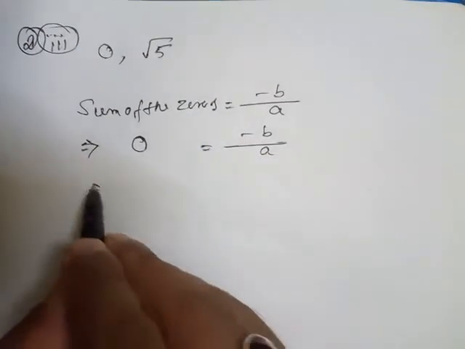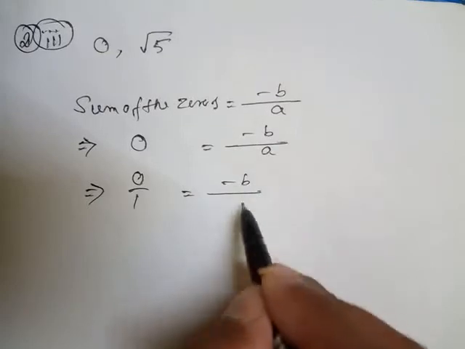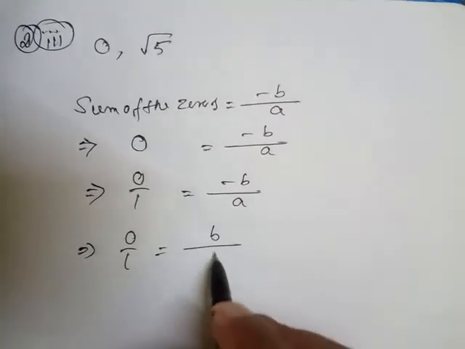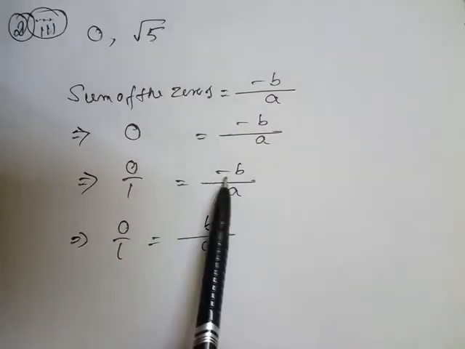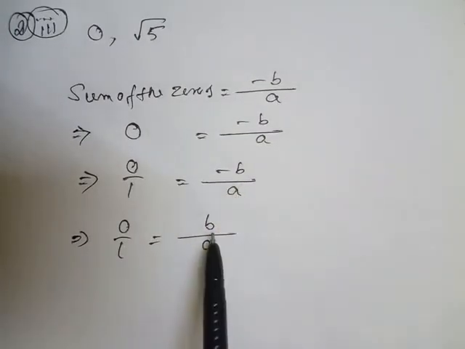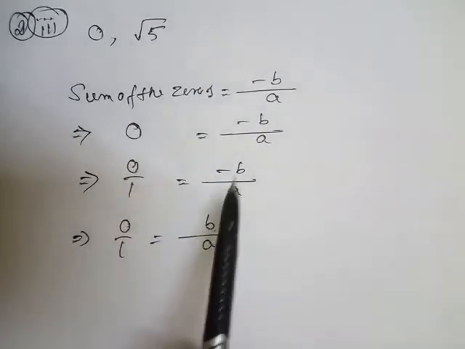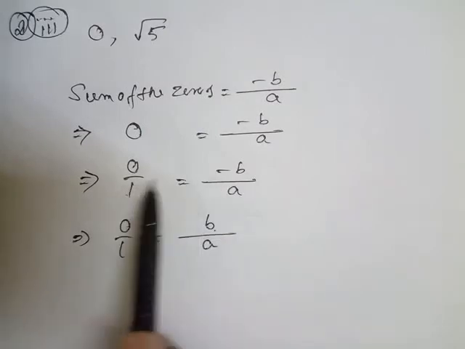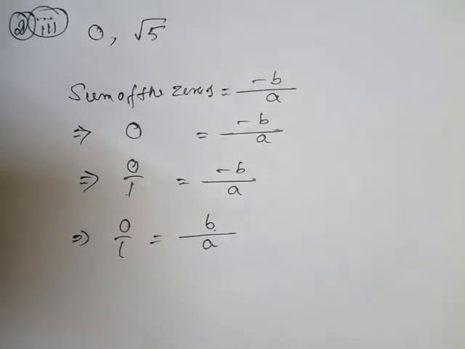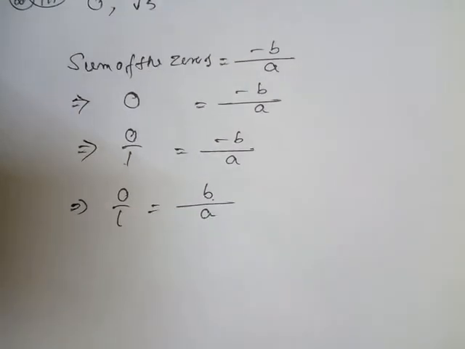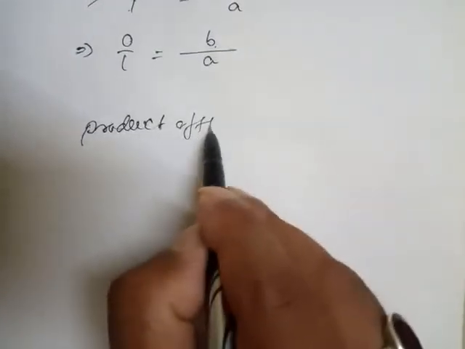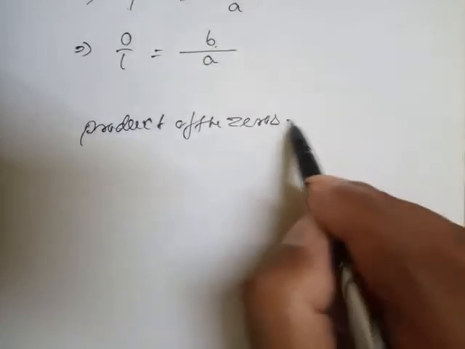One more thing is that we can write 0 by 1 equal to minus b by a, or if I write only 0 by 1 equal to b by a, that will also be okay. Next step, b by a equals 0 by 1. If I take minus on that side, 0 by minus 1 will also be 0. So 0 by 1 is b by a only. Now the next one would be the product of the zeros, which equals c by a.